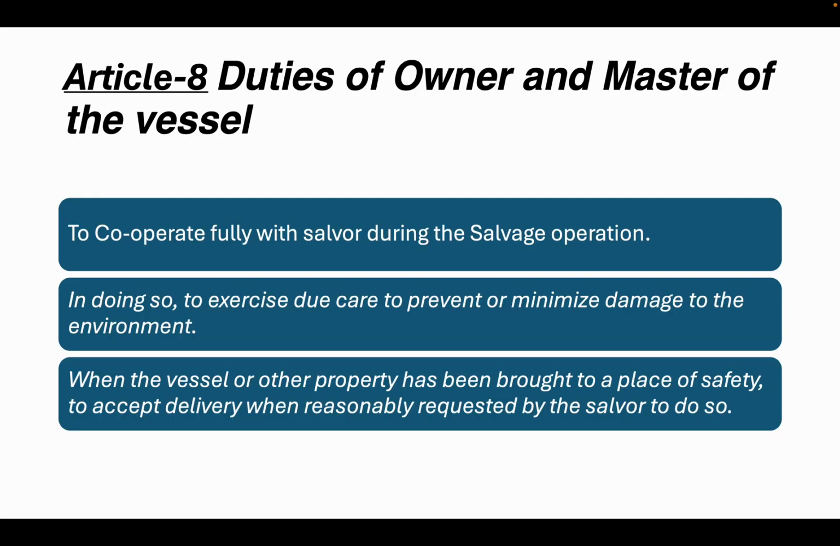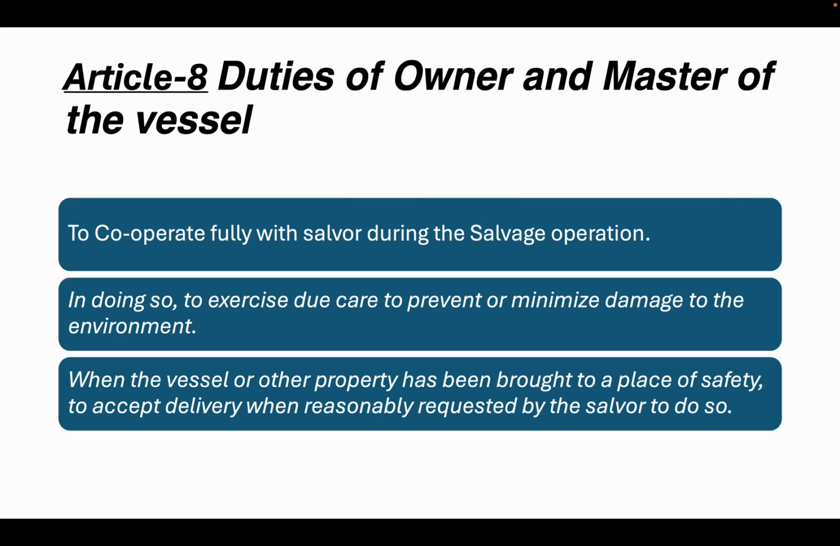So this is the basic difference between points 3 and 4. Now, duties of the owner and master of the vessel. There are only 3 points: to cooperate fully with the salver during salvage operation; in doing so, to exercise due care to prevent or minimize damage to the environment, same as before; and third, which is important, when the vessel or the property has been brought to a place of safety, to accept delivery when reasonably requested by the salver to do so.